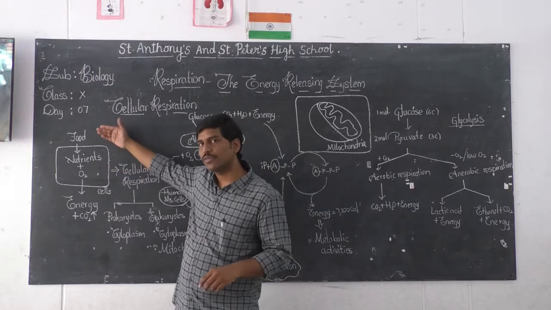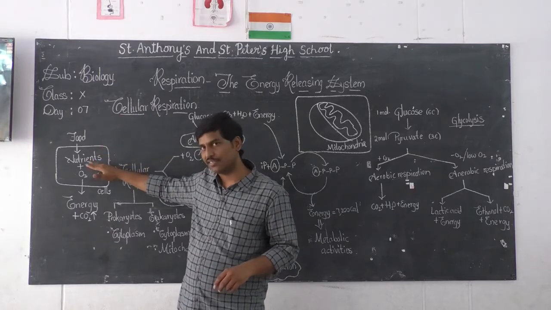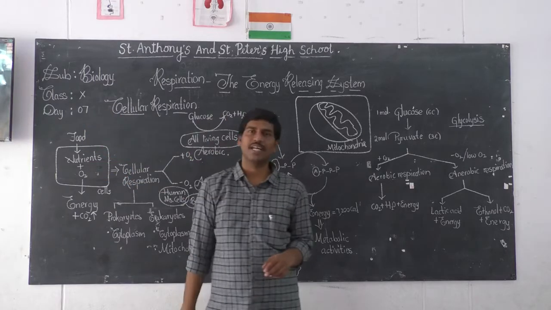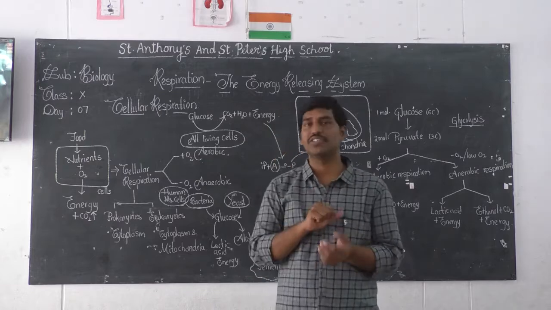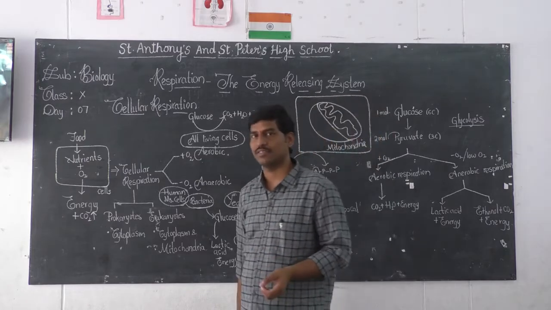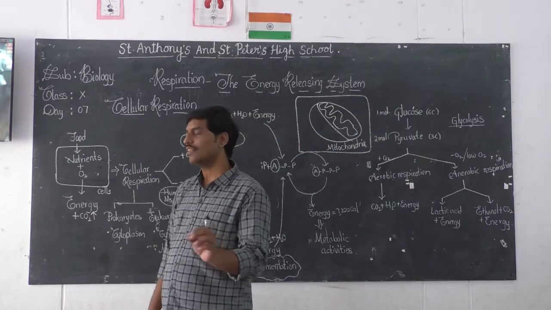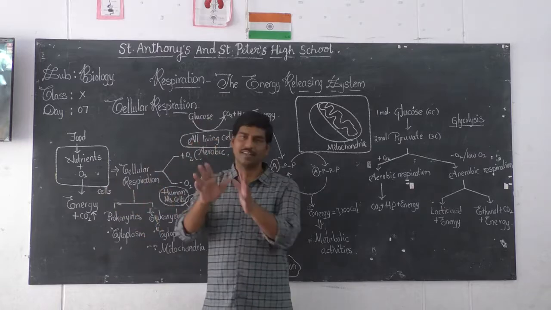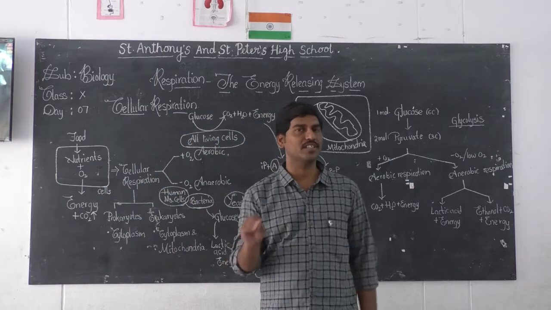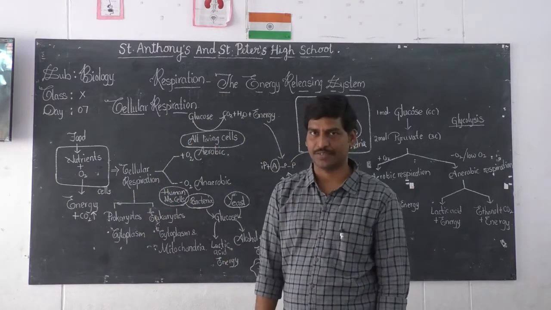Before the nutrients are supplied into the cells, nutrients were present in the blood vessels, and oxygen is also present in the blood vessels. But in the blood vessels, this process couldn't take place. That means oxidation of food materials couldn't take place.